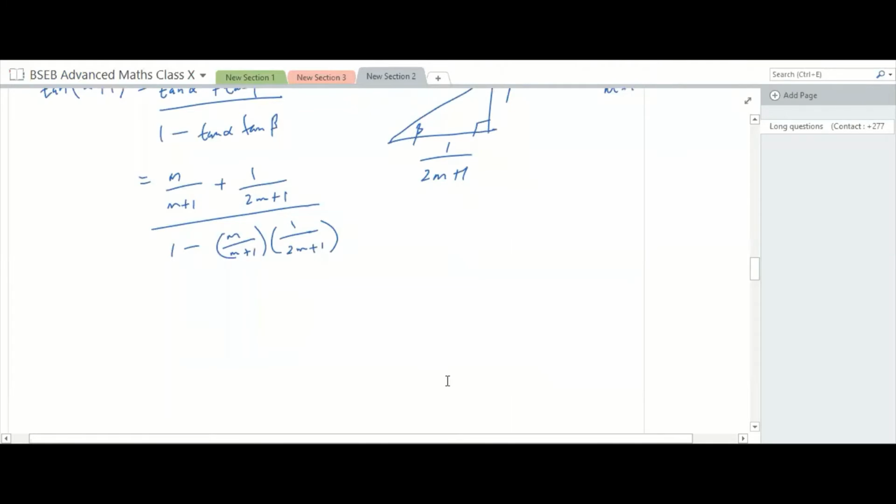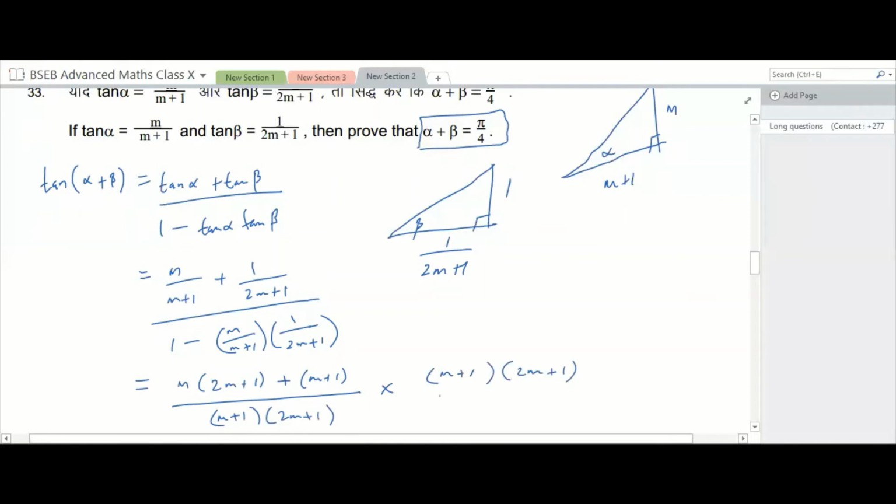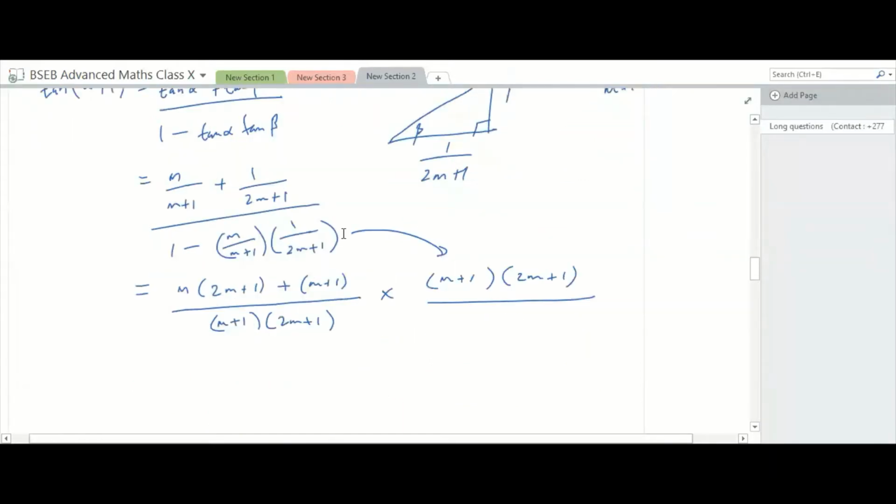Now simplifying this, which is equal to m into 2m plus 1 plus m plus 1 over m plus 1 into 2m plus 1, times m plus 1 into 2m plus 1 over... Oh, this is for this part, over the numerator comes down. This is the denominator, goes to the top because we are dividing.